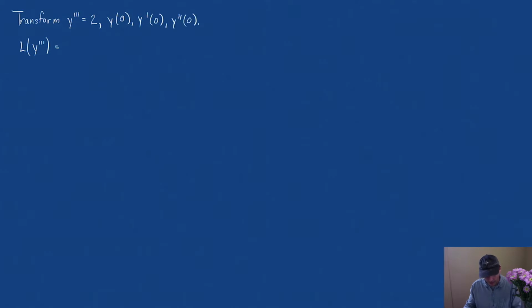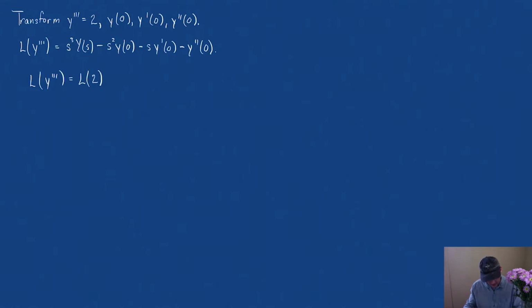And we said the Laplace transform of y triple prime is equal to s cubed Y of s minus s squared y of 0 minus s y prime of 0 minus y double prime of 0. And that's it. So if I just apply the Laplace transform to y triple prime and the Laplace transform to 2, let's see what we get.